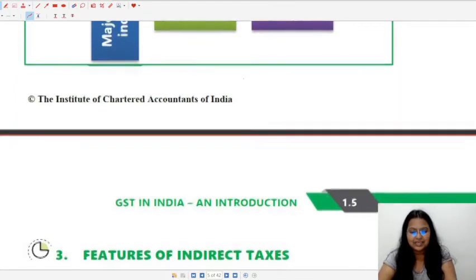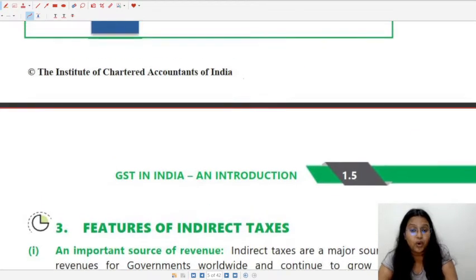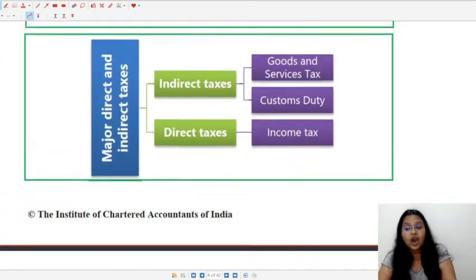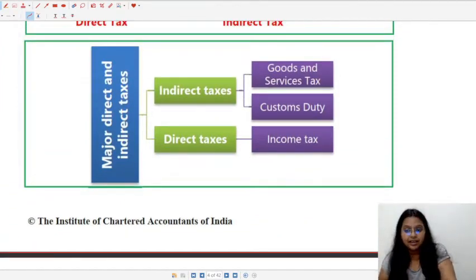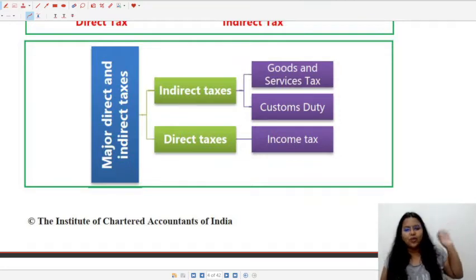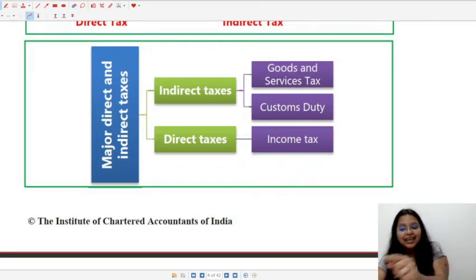Yes, so these are the features of the indirect taxes. One more important thing. How many kinds of direct taxes are there in India and how many kinds of indirect taxes are there in India? Basically, in the case of direct taxes, only income tax is now prevailing in India. Earlier there was a wealth tax, but it was abolished many years ago. So now there is only one kind of direct tax, that is income tax.